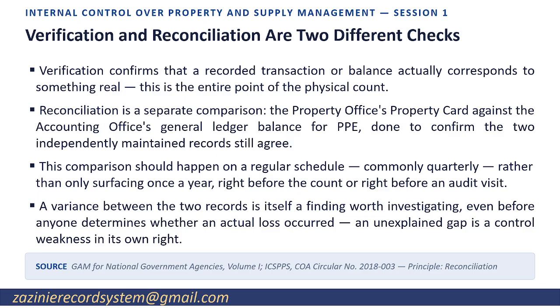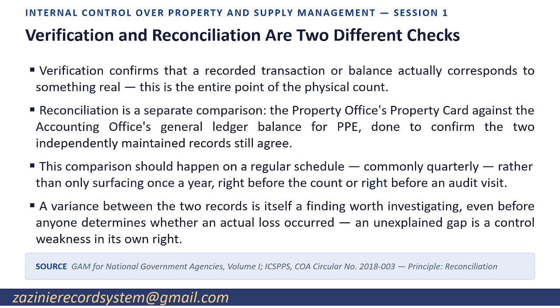Now, in a bit more detail. Do not treat verification and reconciliation as synonyms, they check different things. Verification asks whether a recorded item actually exists. Reconciliation asks whether 2 independently kept sets of records still agree with each other. An agency can pass one of these checks and fail the other, so both need to happen, and on a regular schedule rather than only once a year.